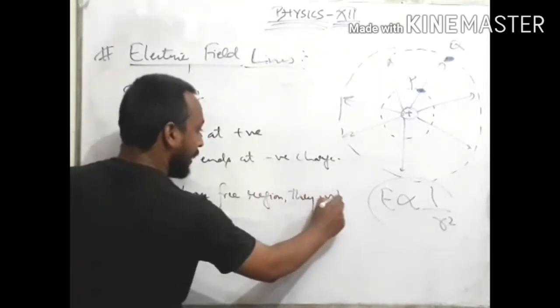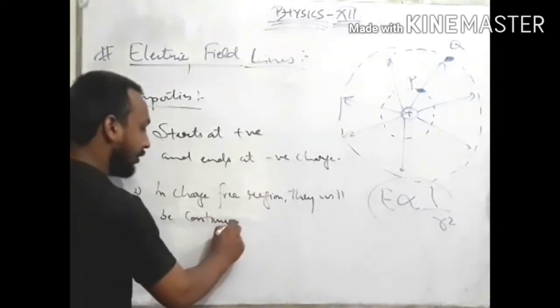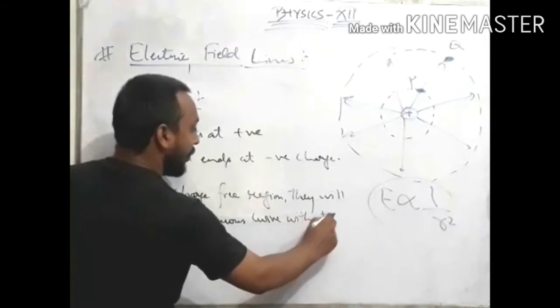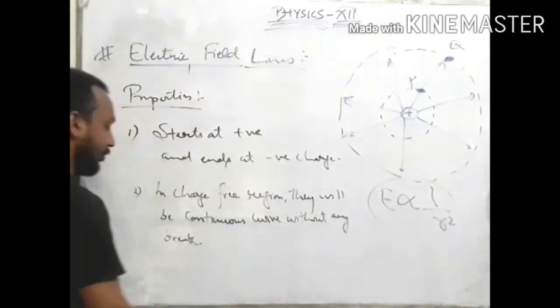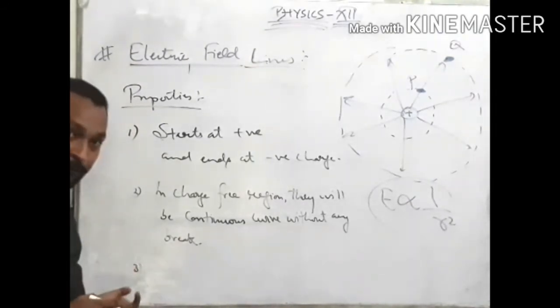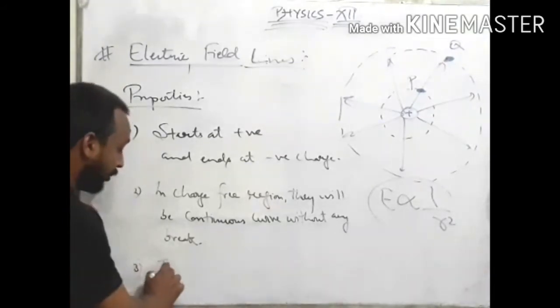They will be continuous curves without any break. Okay. Third point. Actually, this is the 4th point of NCERT, but I am telling you here as the third point only. Okay. They do not form closed loops.